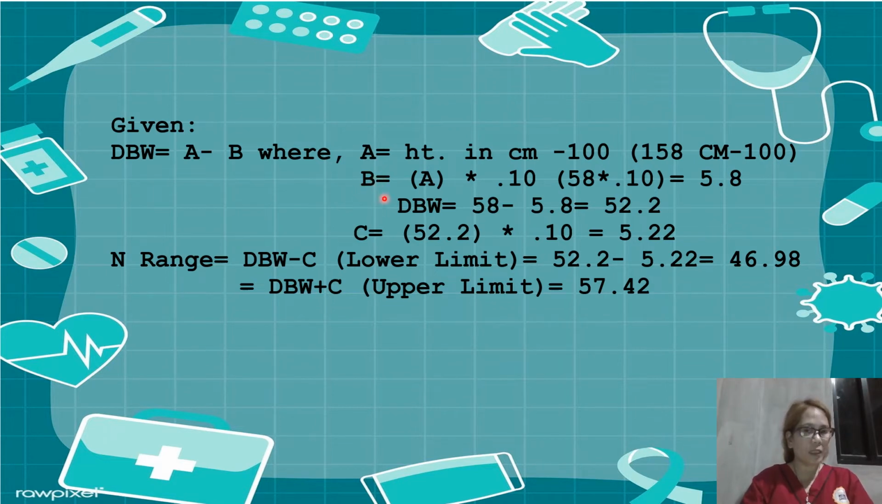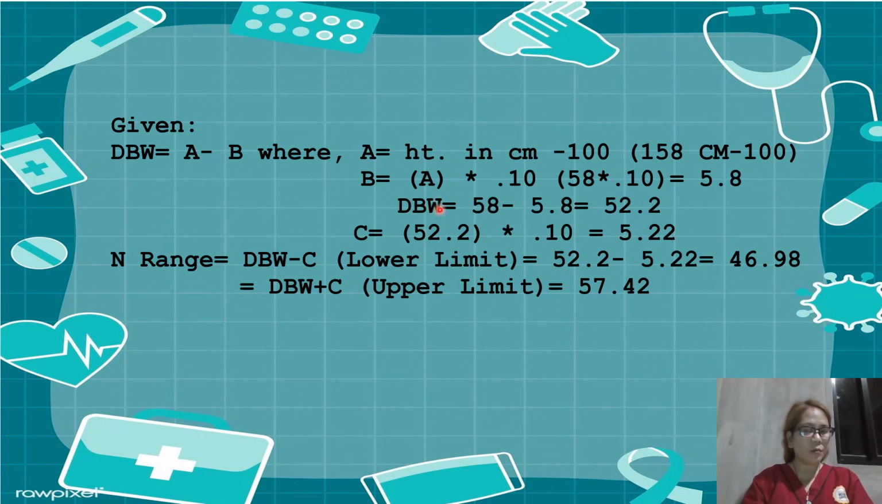To compute for your B, this is equal to A multiplied by 0.10, which is again constant. So in this example, you have 58 times 0.10, so you have your B as 5.8. To compute for the desirable body weight, again, A minus B. So your A is 58 and your B is 5.8. So 58 minus 5.8 will give you 52.2 kilograms. This is in kilograms as the desirable body weight.